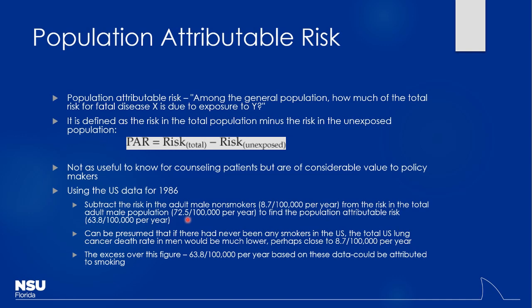So kind of lumping both of those two together, you notice how the non-smokers are bringing down the numbers for the smokers, such that overall the average is 72.5, okay? So now what I can do is subtract that out to get that population attributable risk, and it's 63.8. So for the entire adult male population in the U.S., you could say that 63.8 of those deaths that came about from lung cancer were due to smoking. Okay, it's just another way to show the data.